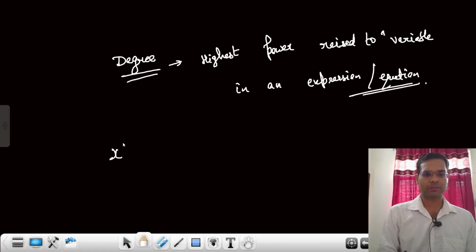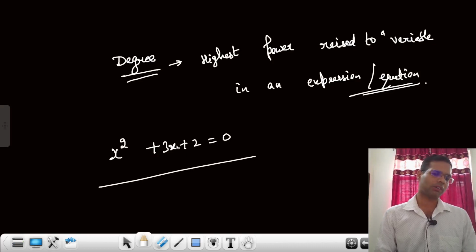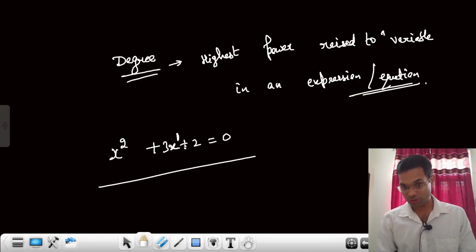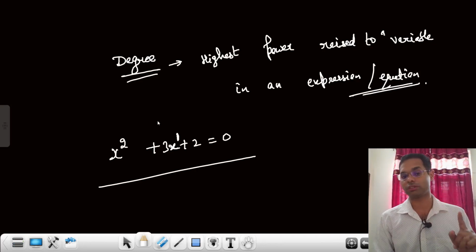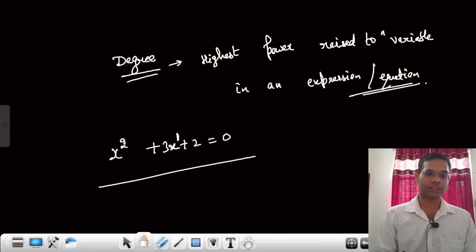Like for example, the last example we took, x square plus 3x plus 2 is equal to 0. What is the highest power here? Now the one variable x is there, with no power written, it's not 0. Students sometimes get confused. No, its power is 1. And for x square the power is 2. So what is the highest power? Power is 2.